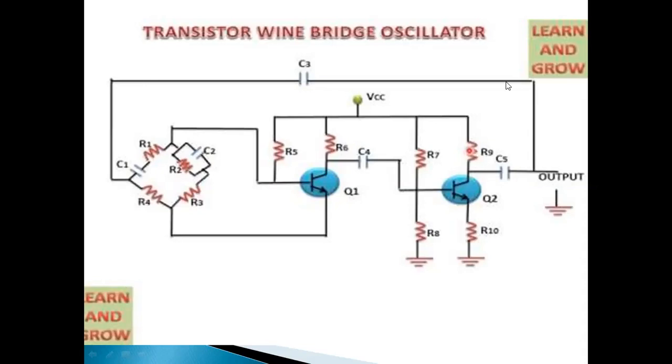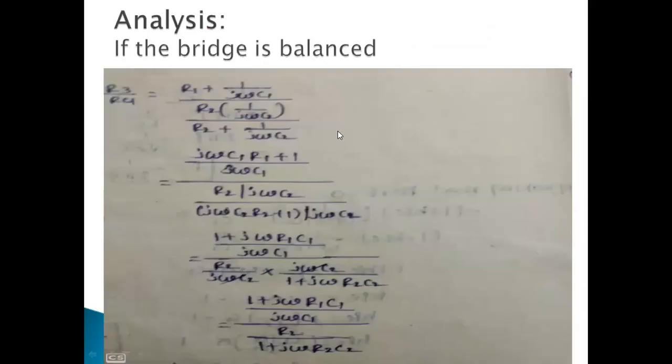So here from the output, the signal is coming to the feedback network, and from the feedback network the signal passes to the basic amplifier, that is the two-stage RC coupled amplifier. Okay, this is the path from the output to the feedback network, and again from the feedback network to the basic amplifier. Okay, next. So coming to the analysis part, how we are finding the frequency of oscillation.